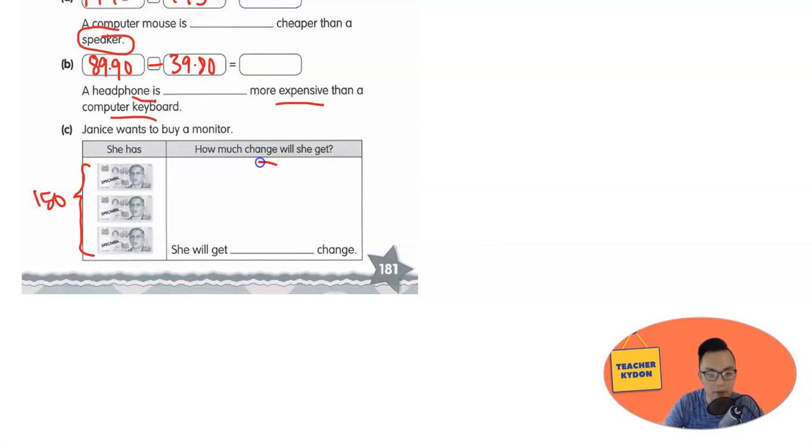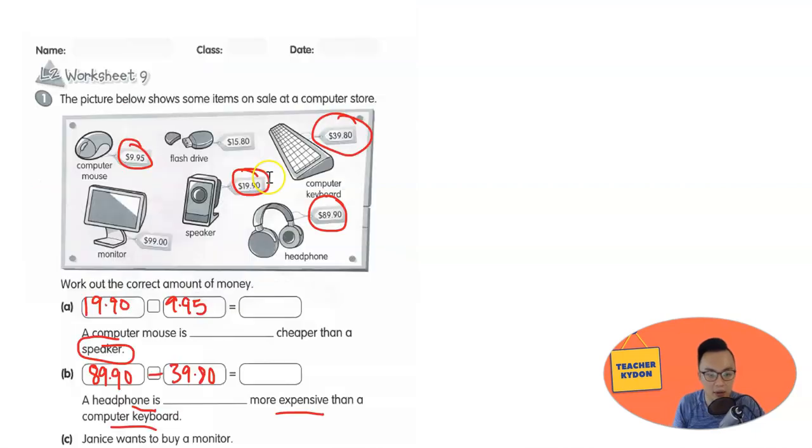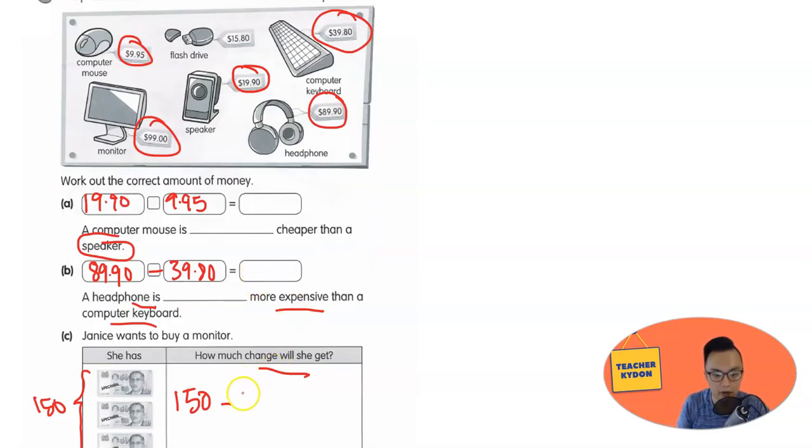So you need to add this amount up together, which is 150. How much change will she get? So it's 150 minus away $99 over here. So you have to take minus away $99.